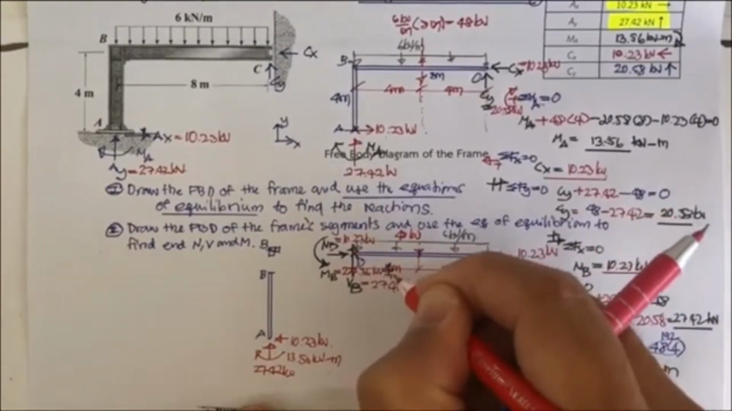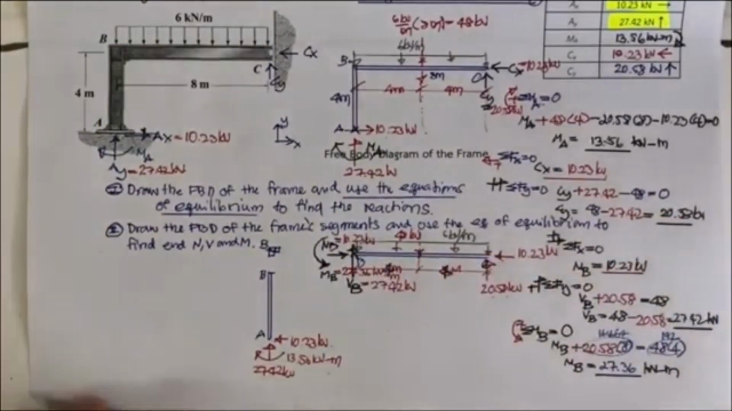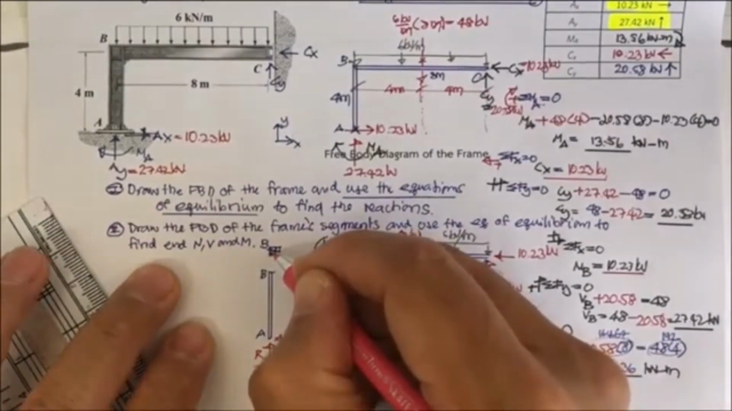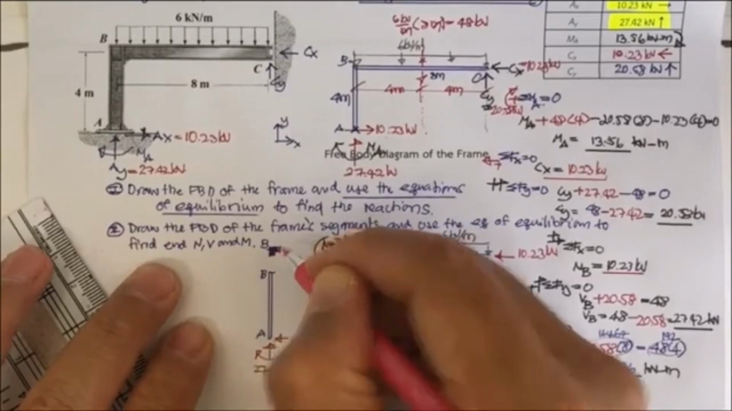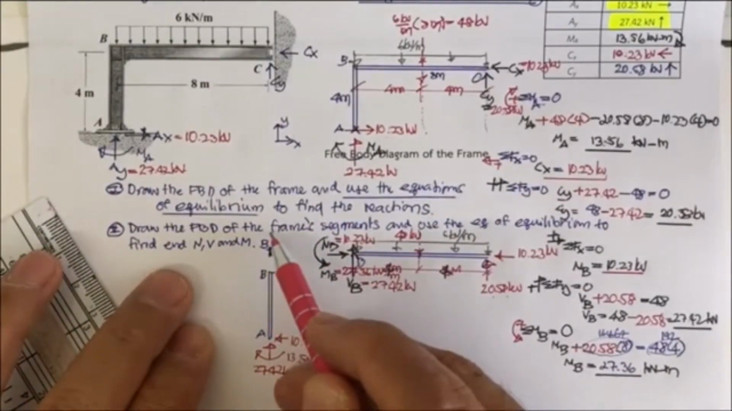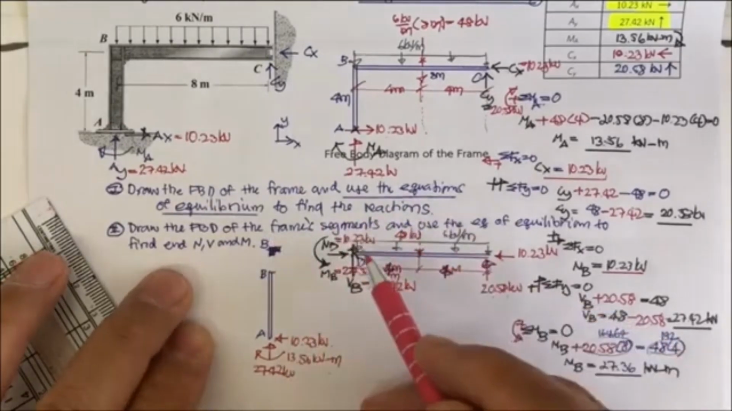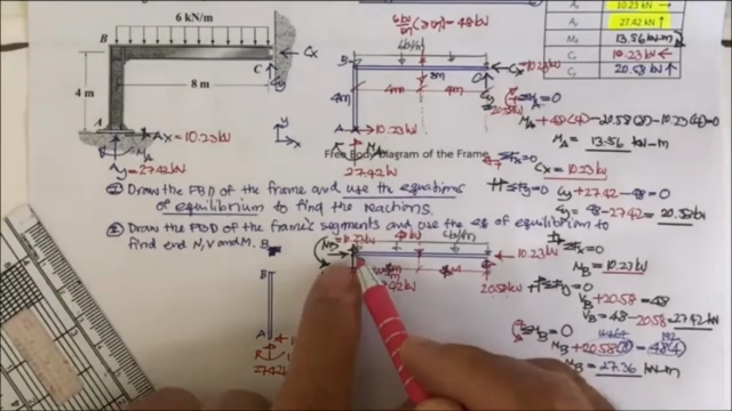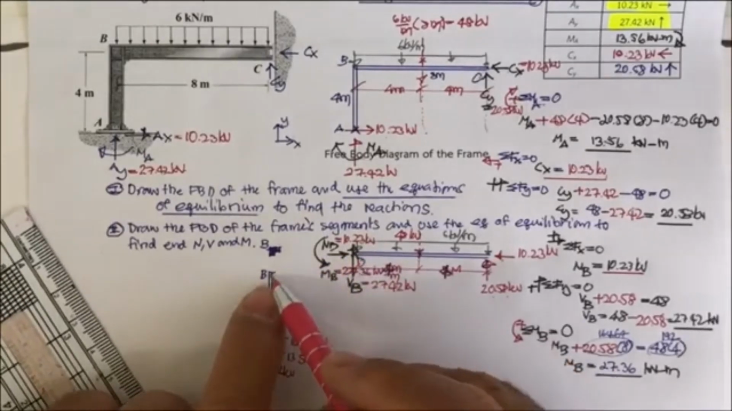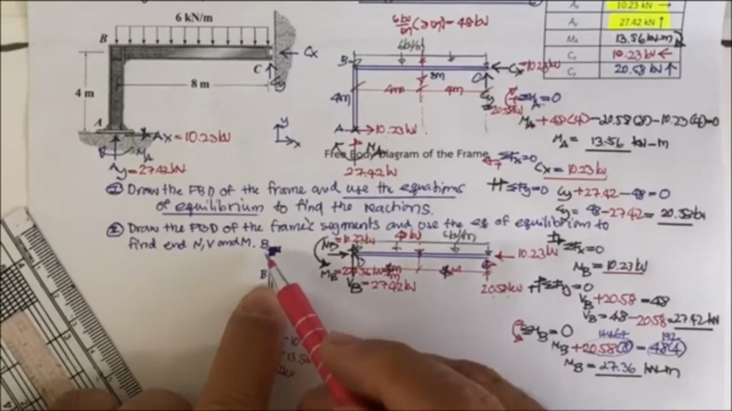Now you get this of 27.36 kilonewton meter. And you may see that the B has no force and moment. So actually you can transfer the normal force, the shear and the moment directly to the NB here due to that condition.